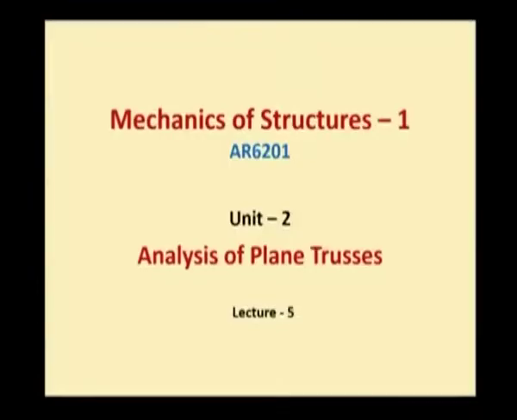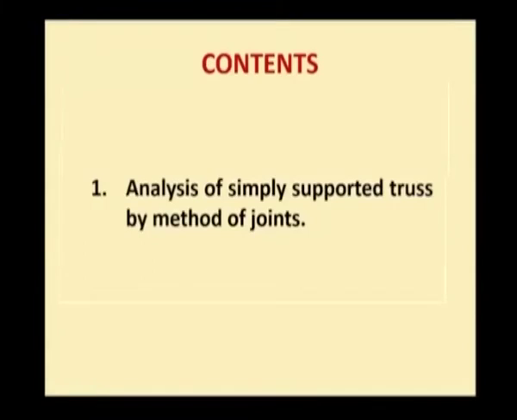Welcome to UGC lecture series on architecture. This is lecture number 5 for the subject Mechanics of Structure 1. We are in unit 2, which is analysis of plain trusses. Contents of the lecture are as follows: analysis of simply supported truss by method of joints and analysis of cantilever truss also by method of joints.